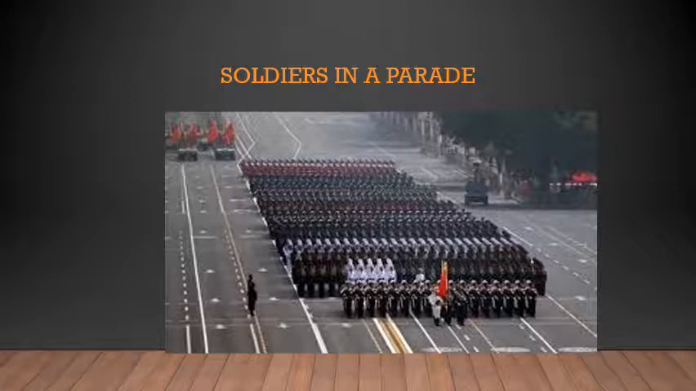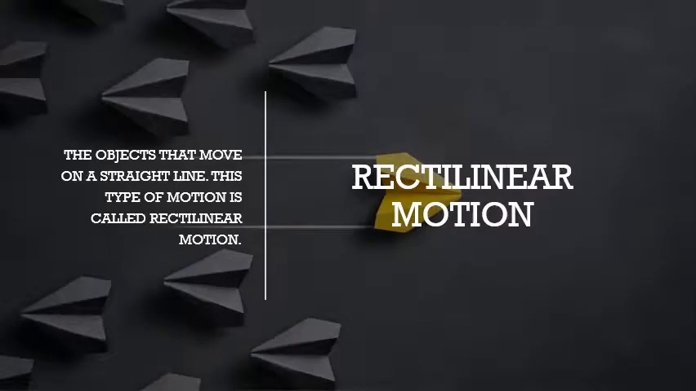There are so many movements. Some go in a straight line, some go in circular paths, and some are periodic. In all these examples, we see that the objects move along a straight line. This type of motion is called the rectilinear motion. So what is rectilinear motion? The object that moves on a straight line, that type of motion is called the rectilinear motion.